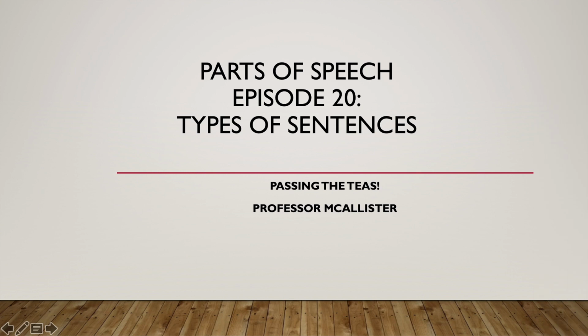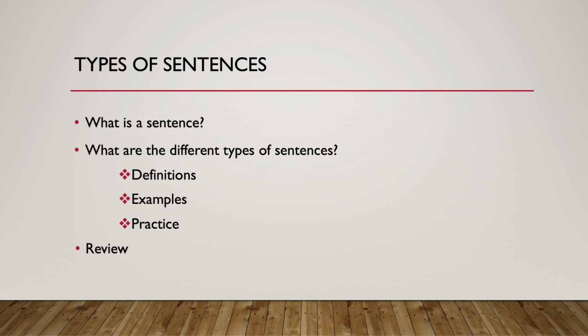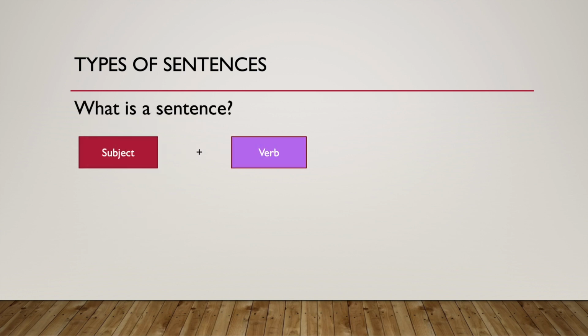Here we go, everybody. Today I'm going to be teaching you about the types of sentences to help you pass the TEAS. Tonight, I'm going to discuss what is a sentence and then the different types of sentences, which means I'll give you the definitions, I'll give you examples, and then there'll be practice, and then we'll review, okay? First of all, what is a sentence? All you need are 2 things to have a sentence: a subject and a verb. Gotta have both of them.